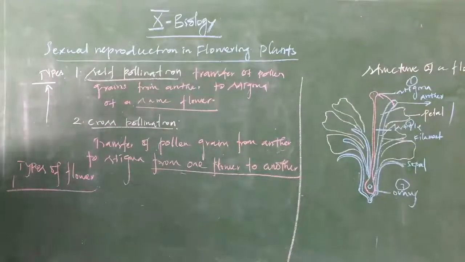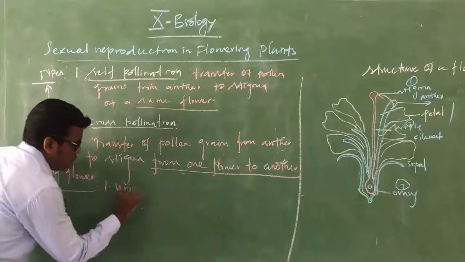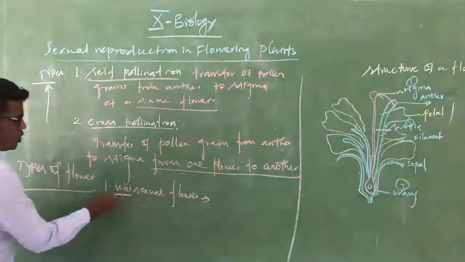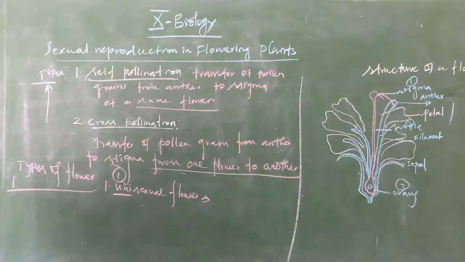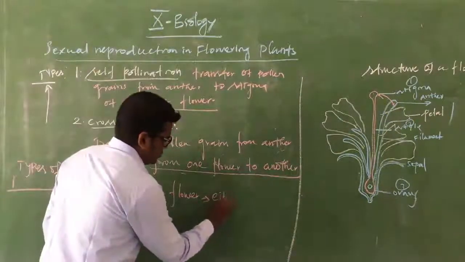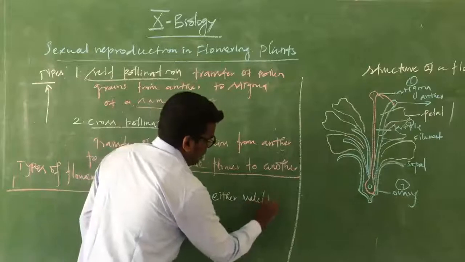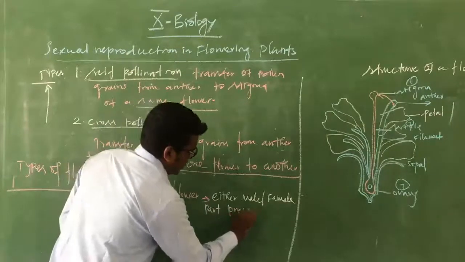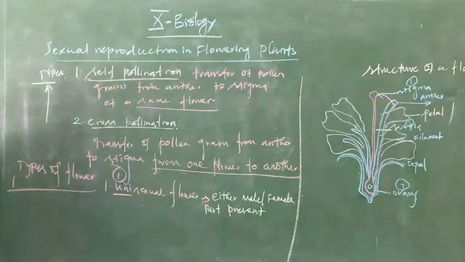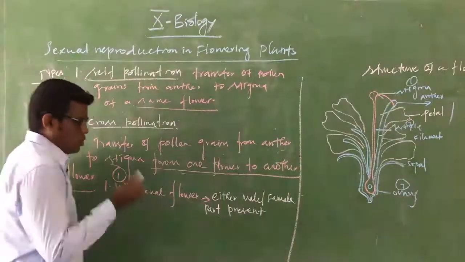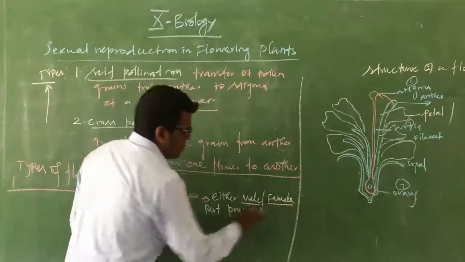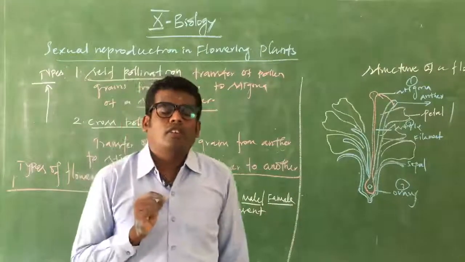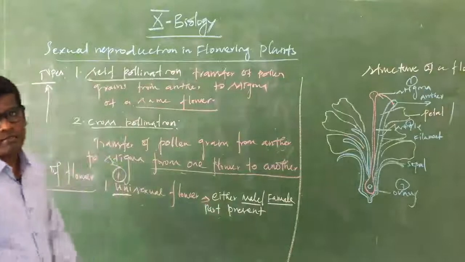What are the types? There are two types. The first type is the unisexual flower. What does uni mean? Uni means single. Unisexual flower means either male or female parts are present. In the flower, only one part is present. That flower is called a unisexual flower.